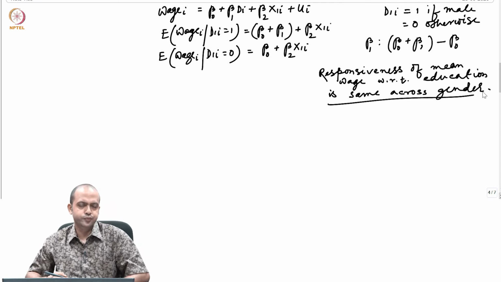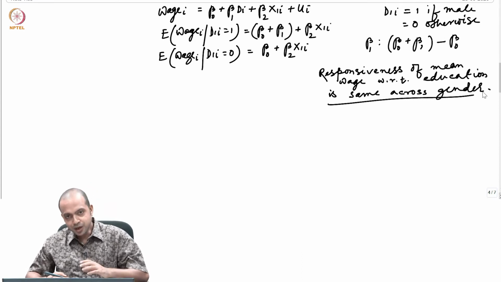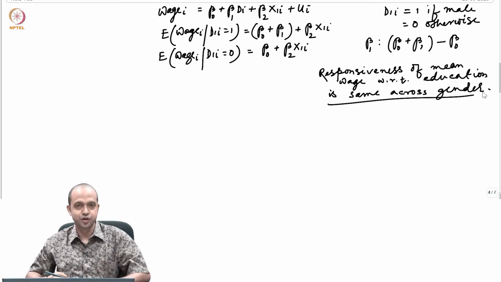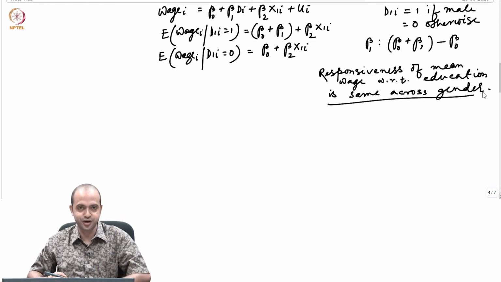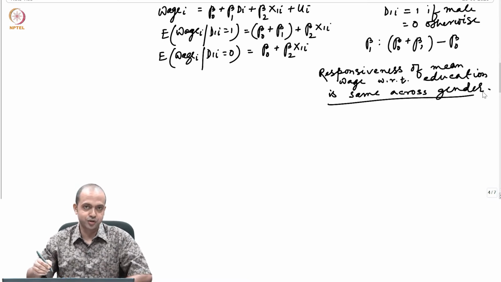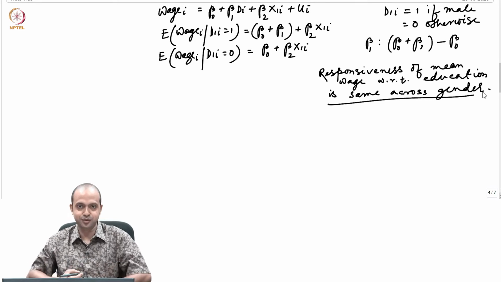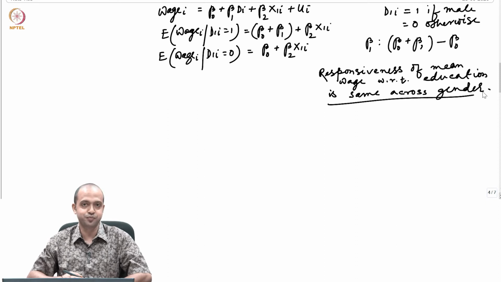But suppose I am assuming a different story. When male goes for 1 extra year of education, let us say the increment is 100, and when female goes for 1 extra year of education, let us say that the increment is 75. That means mean wage responds differently with respect to education across gender. It is not the same. Then how will you modify this equation?